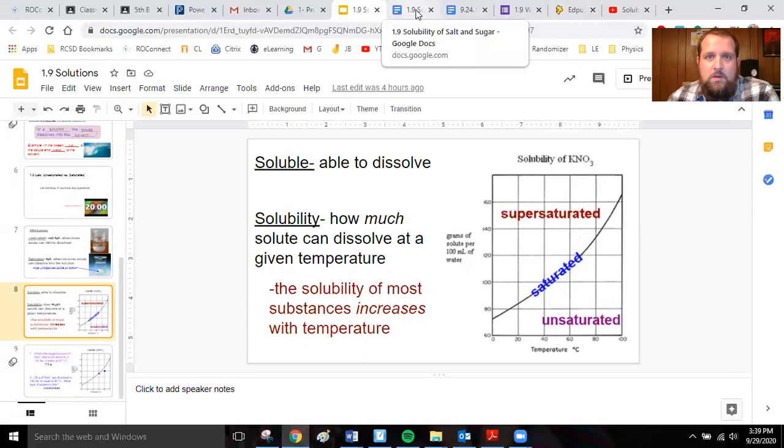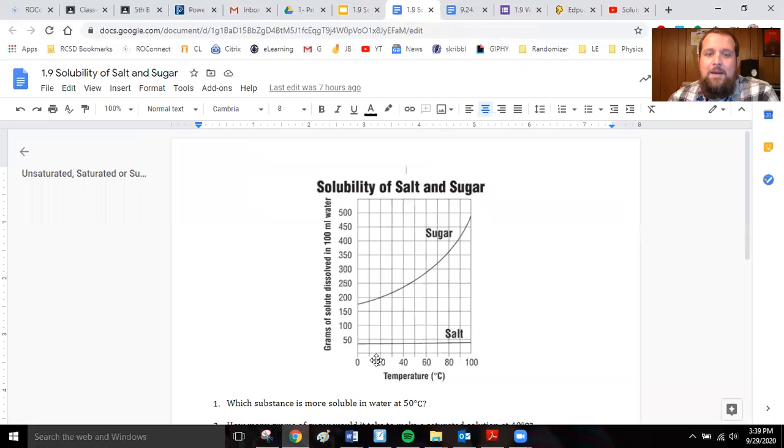Our classwork yesterday had two lines on it, one for salt and one for sugar, and it showed that sugar was much more soluble than salt. We found that at room temperature, it was like 4 times the amount of sugar could dissolve as salt. And sugar is more affected by the temperature. That solubility increases greatly as the temperature increases. Salt, not so much. So Table G is going to be like this, just a little bit more complicated.